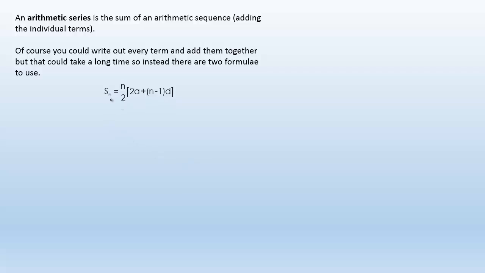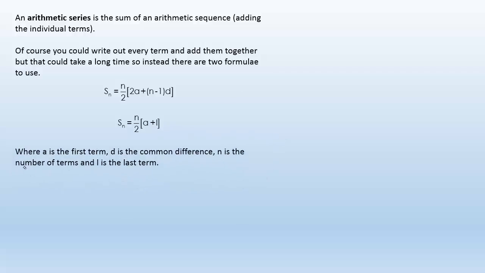The sum of the first n terms is n divided by 2 and then multiplied by the contents of this bracket, which is twice the first term, and then n minus 1 times the common difference. We can also do this as Sn is n over 2 times (a plus l), where in this case l is the last term. So a is the first term, as usual, d is the common difference, n is the number of terms that we want to add up, and in this formula l is the last term. We may or may not know that in a given question.